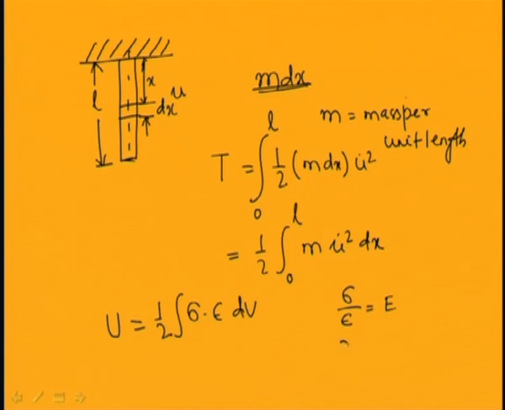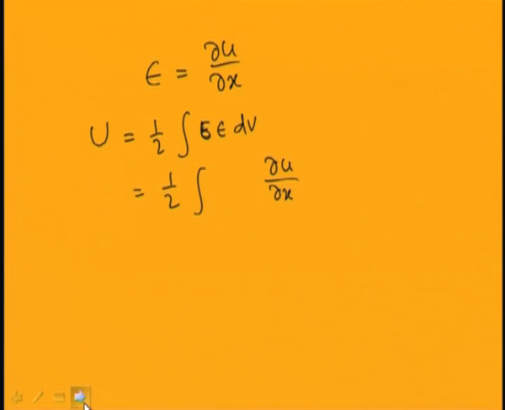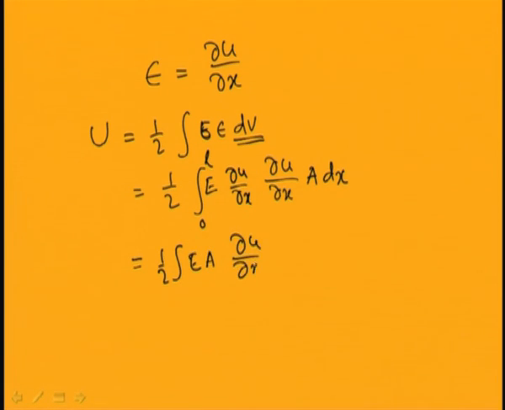So, one can write the stress equal to E into epsilon. For epsilon I can put del u by del x, and dV can be written as A into dx, where A is the area of cross section and dx is the small element we have taken. So, the potential energy can be written as half E into A, del u by del x whole square, into dx.